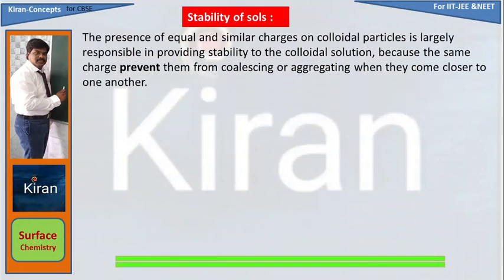Stability of sols. The presence of equal and similar charges on colloidal particles is largely responsible for providing stability to the colloidal solutions, because the same charge prevents coalescing or aggregation when they come closer to one another.